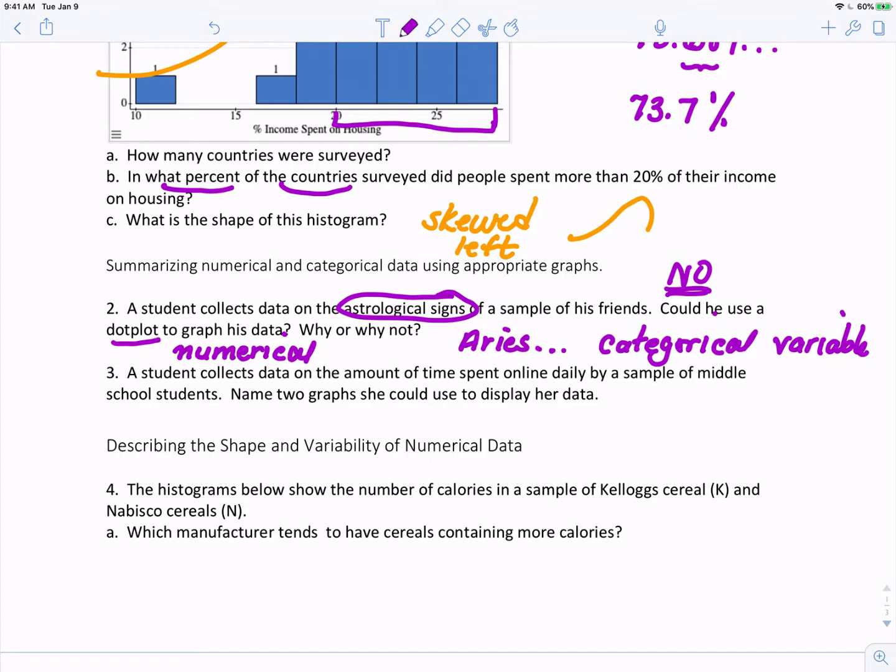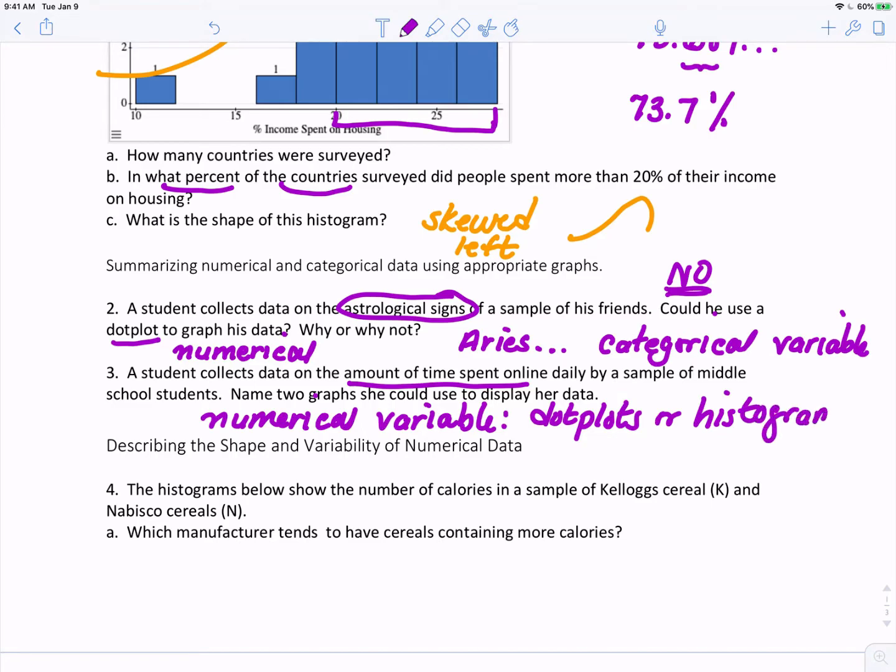Next one. A student collects data on the amount of time spent online daily by a sample of middle school students. Name 2 graphs she could use to display her data. Now notice this graph, if we think about the variable amount of time, if you ask someone, how many minutes did you spend doing something? The answer they're going to give you is a number. So this is a numerical variable. And with a numerical variable, the 2 types of graphs you can use are dot plots or a histogram. So again, the type of graph always depends on the type of variable.